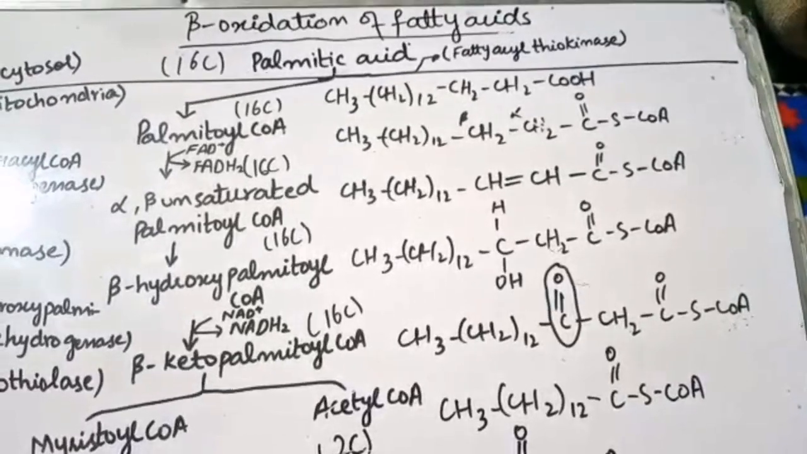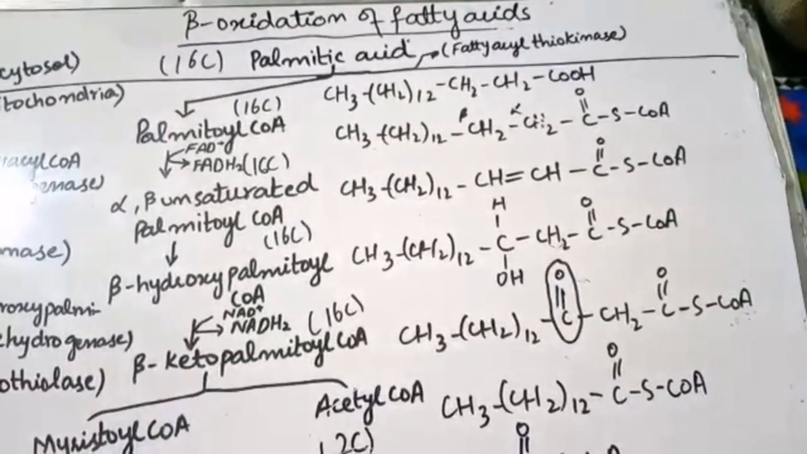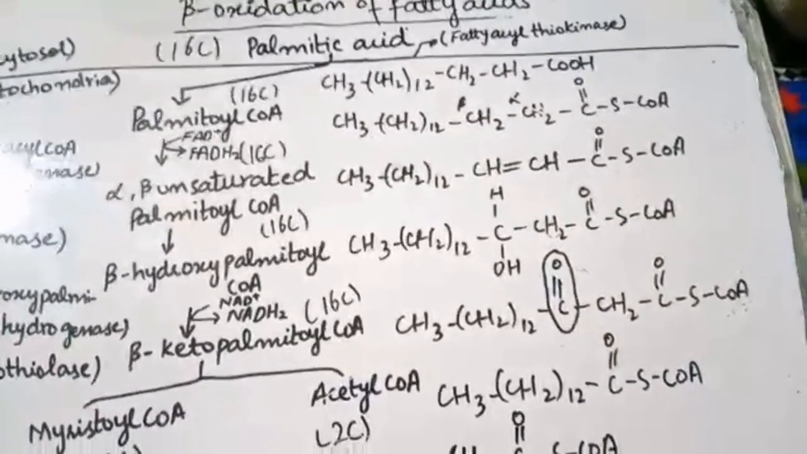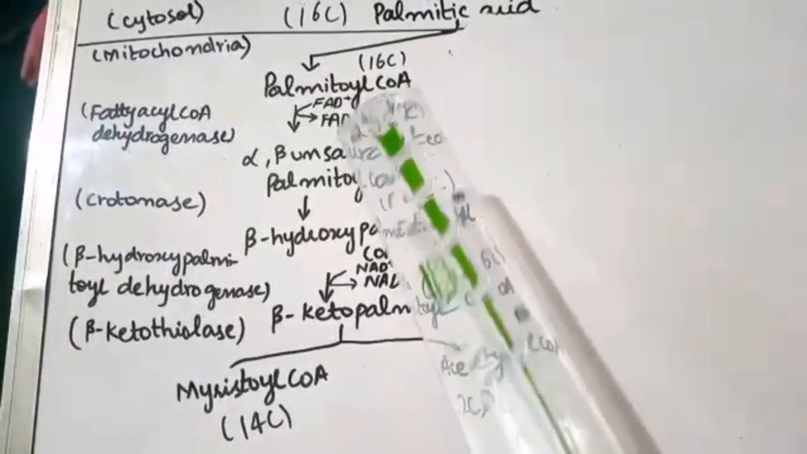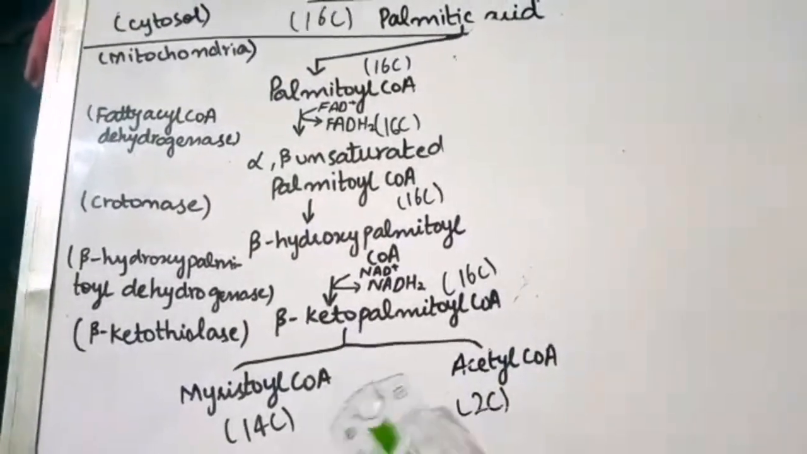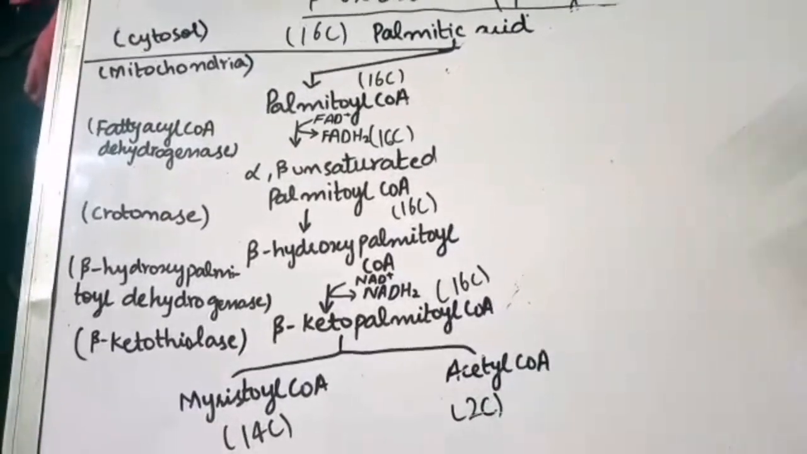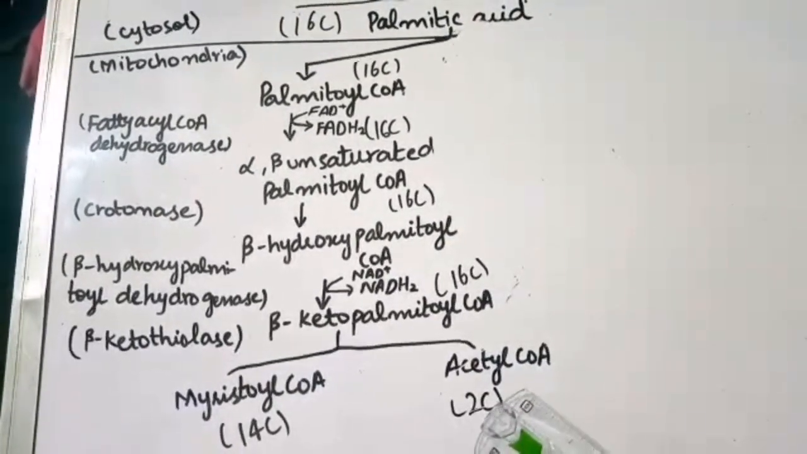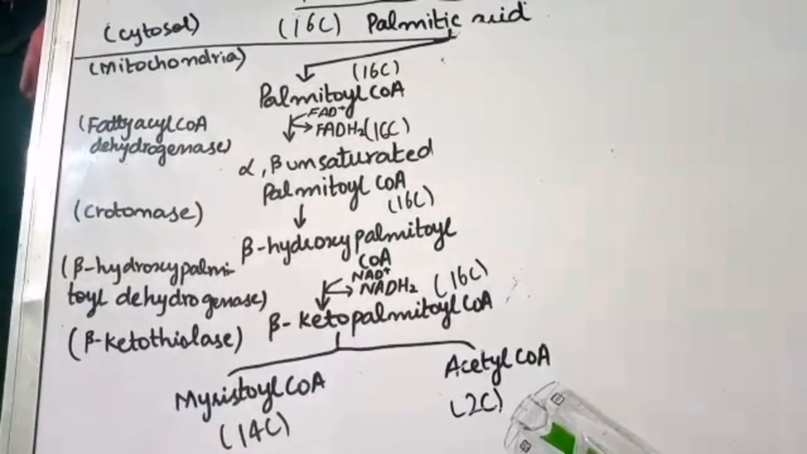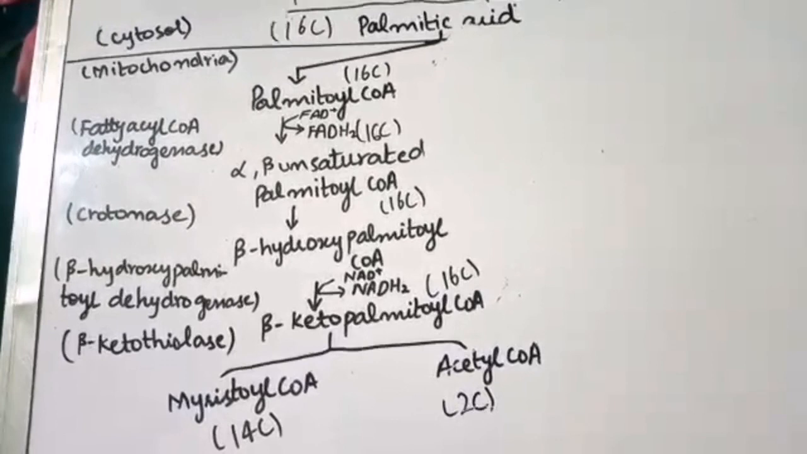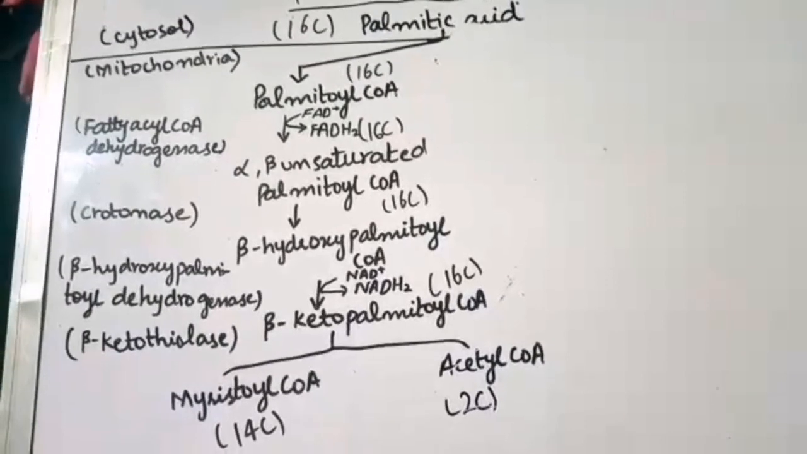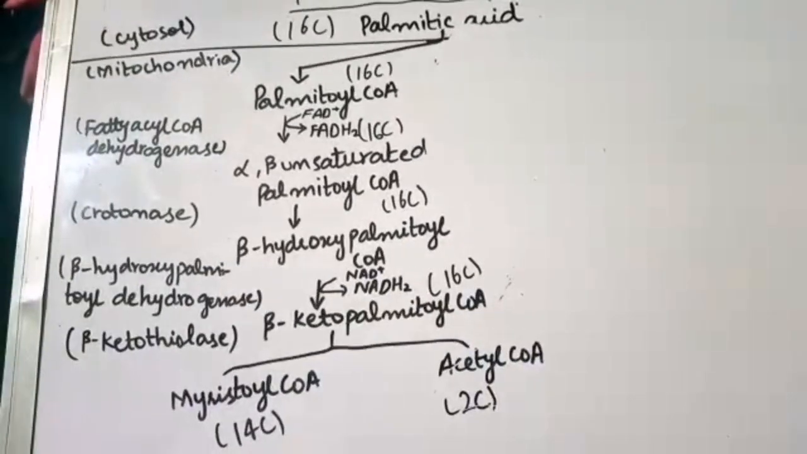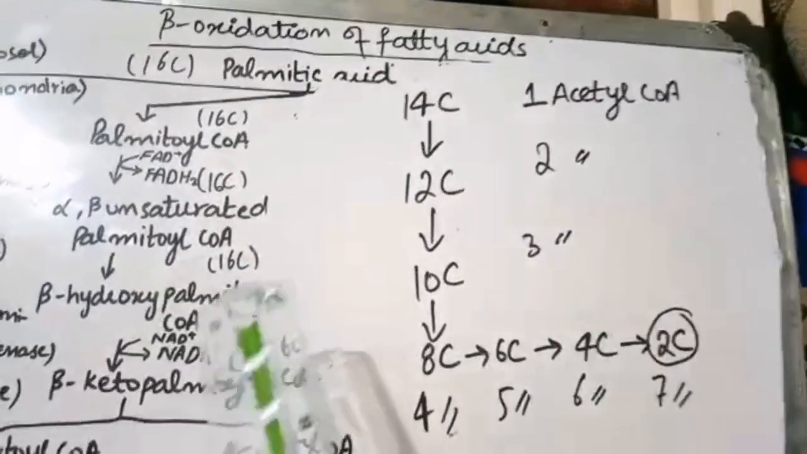Now we will see from one molecule of palmitic acid how many acetyl coenzyme A we get. So here palmitic acid is converted into palmitoyl CoA and ends into myristoyl CoA, that is a 14 carbon compound, and 1 acetyl CoA. This acetyl CoA can again form the fatty acid as it is the precursor of fatty acid formation, right? So furthermore, this 14 carbon compound will convert into a 12 carbon compound, and we will again get another molecule of acetyl CoA.